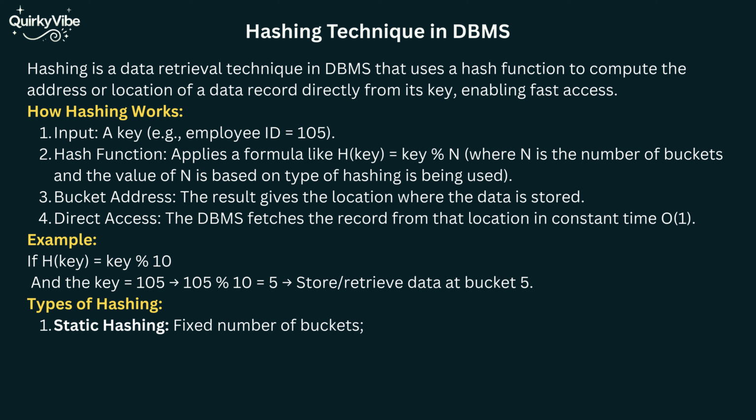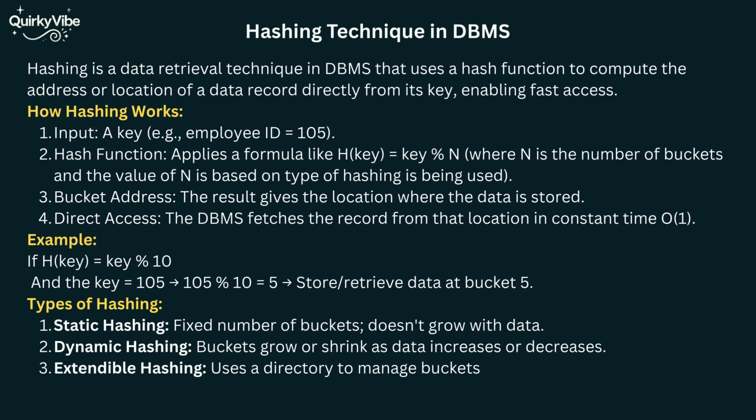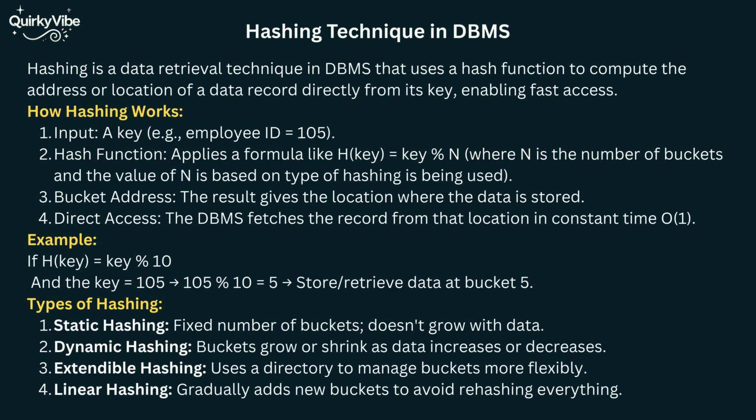Types of hashing: static hashing has a fixed number of buckets and doesn't grow with data. Dynamic hashing: buckets grow or shrink as data increases or decreases. Extendable hashing uses a directory to manage buckets more flexibly. Linear hashing gradually adds new buckets to avoid rehashing everything.